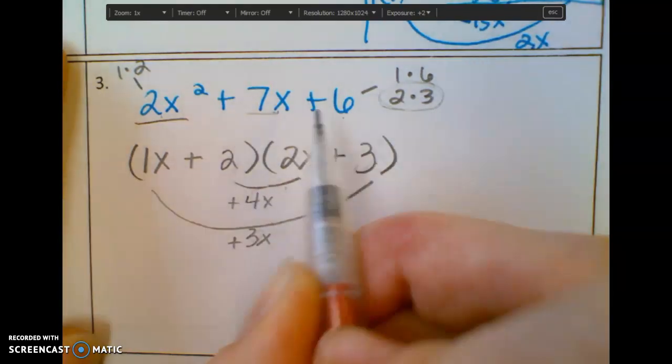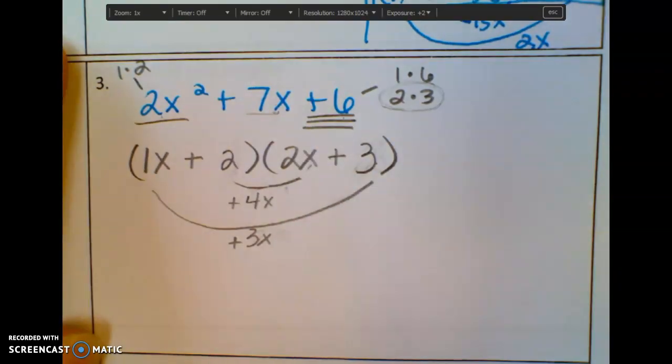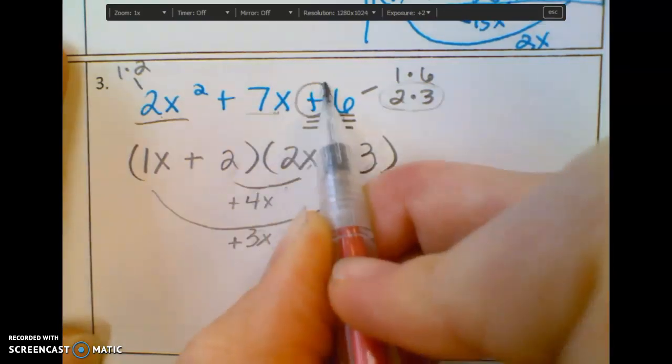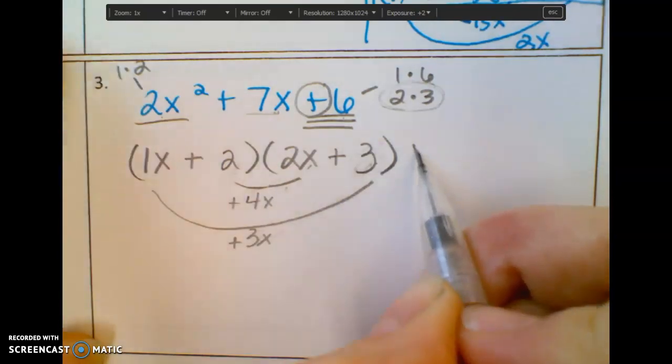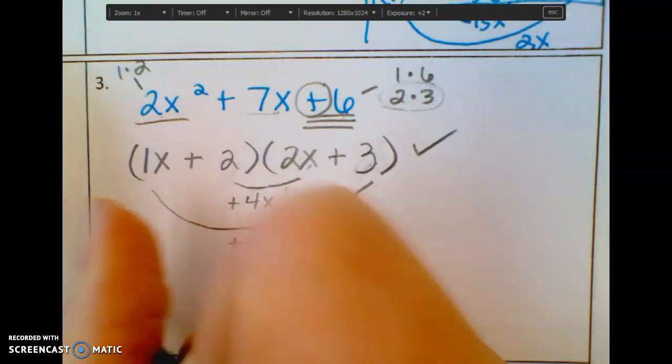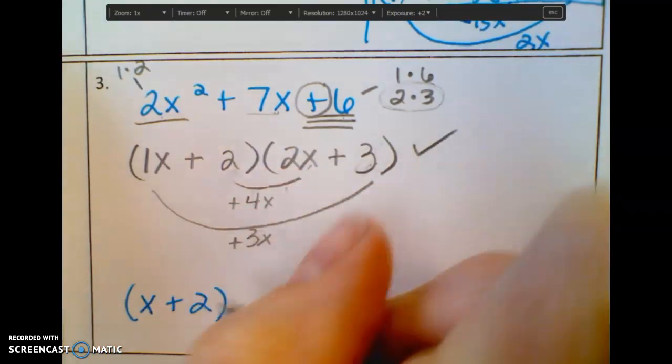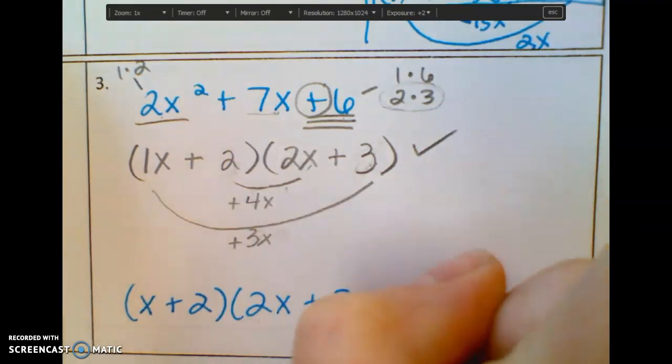What do we do at the end? Check our sign. So we need this to be a positive 6. Does positive 2 times positive 3 give us positive 6? Yes, it does. So for our factors, we have x plus 2 and 2x plus 3.